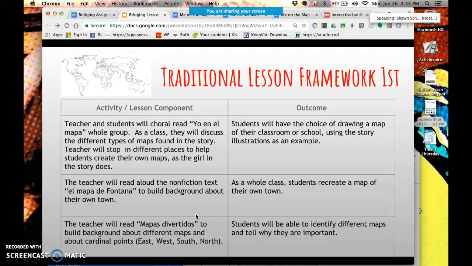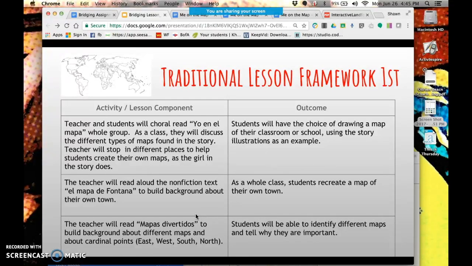Teacher and students will choral read Join el mapa as a whole group. As a class, they will discuss the different types of maps found in the story. The teacher will stop in different places to help students create their own maps, as the group did in the story. The outcome is that students will have a chance of drawing their own map in their own classroom or school using the story illustrations as an example.